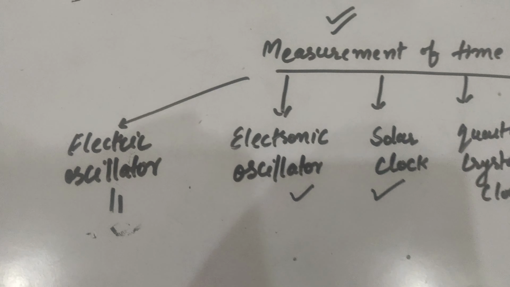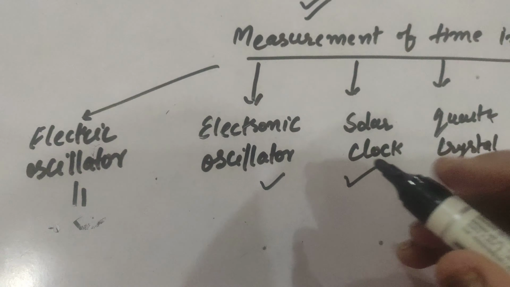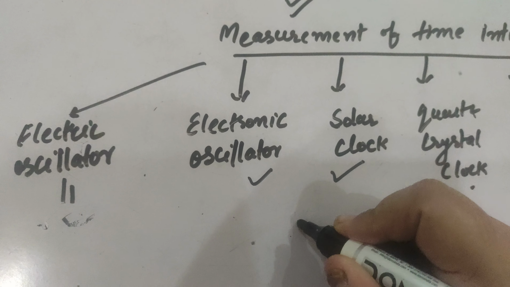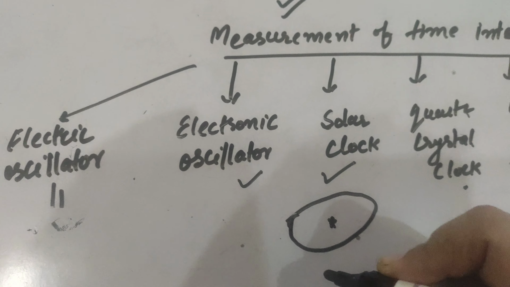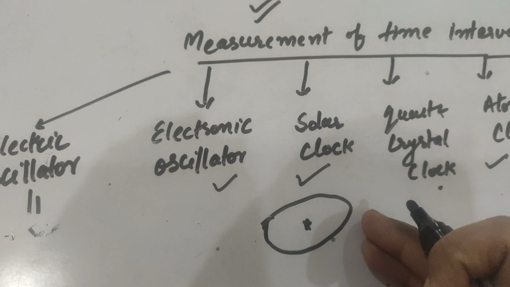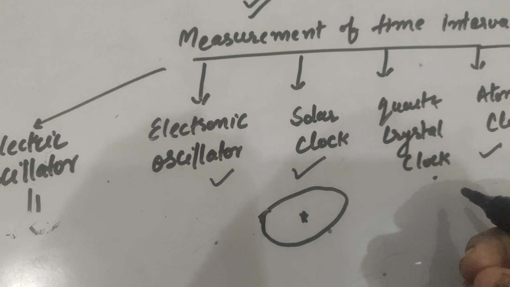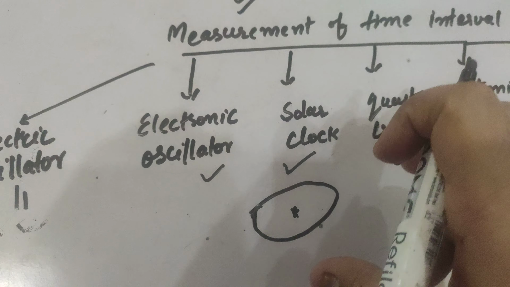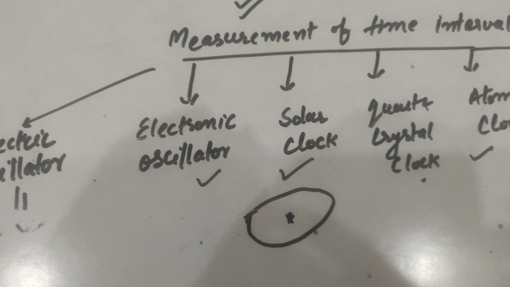Solar clock. Now what is this? This is actually based on the revolution of Earth around the Sun. It is observed that the revolution period of Earth around the Sun changes every year by very small amounts. So the average of that is taken as the basis of the measurements for the time.